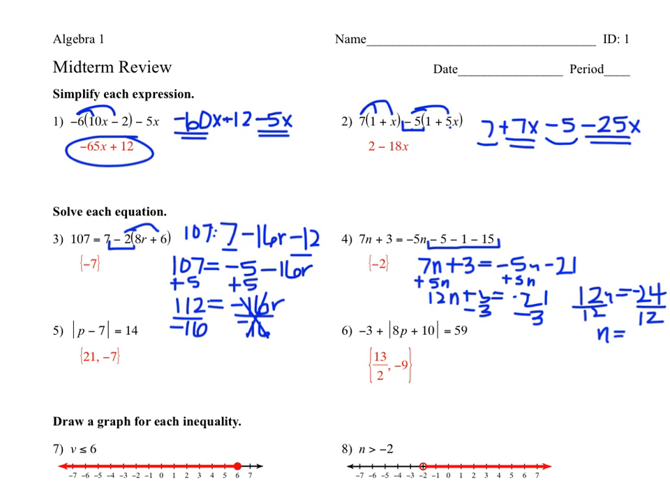All right, questions 5 and 6. These are going to start to look a little different. Remember, 5 and 6 are questions in jail. And when you get out of jail, you have two options. You can either be good or you can be bad. p minus 7 equals negative 14. Well, to solve those, we need to add 7 for both of them. All right, and then my good option is going to give me positive 21, and my bad option is going to give me negative 7.